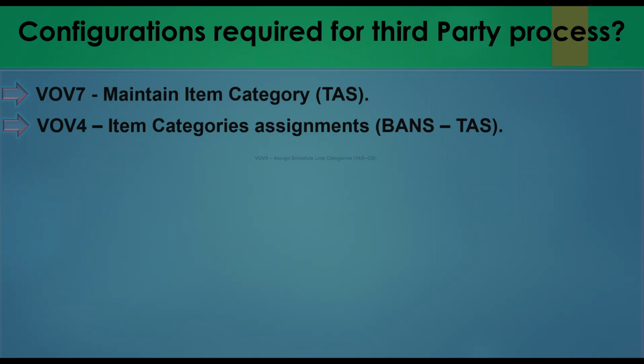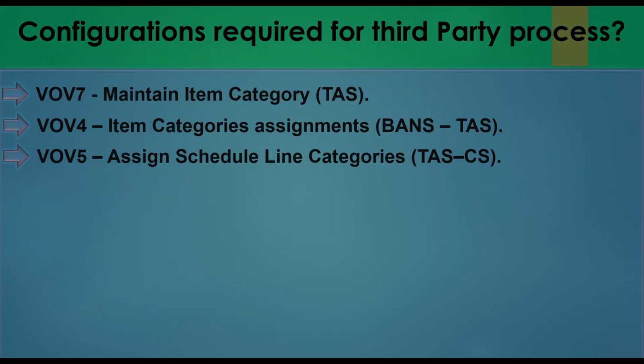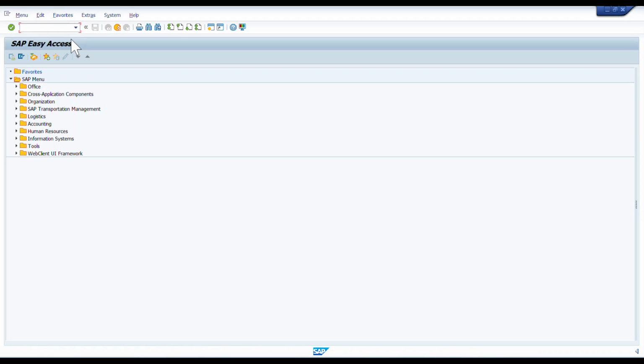Then our next setting is VOV5, where we will assign the scheduling line category, that is CS, to this item category, so that when we create a sales order, at that time the scheduling line will create a purchase requisition in the background. So let's see. Our T-code is VOV5. Just run that, hit enter.